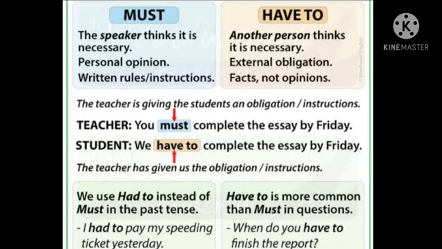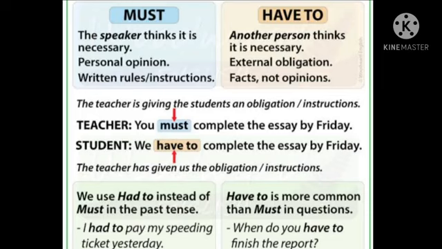Sometimes in a few textbooks you can see one more auxiliary, that is have to. Must and have to are almost similar and there is a minute difference between both. So now I'll explain where to use must and where to use have to. Must we are using when the speaker thinks it is necessary. It is a personal opinion or a written rule or instruction. For example, you must complete the essay by Friday. The teacher says you must complete the essay by Friday. So it is an instruction. It is the way the speaker thinks that it is correct. So in order to show that, we are using must.